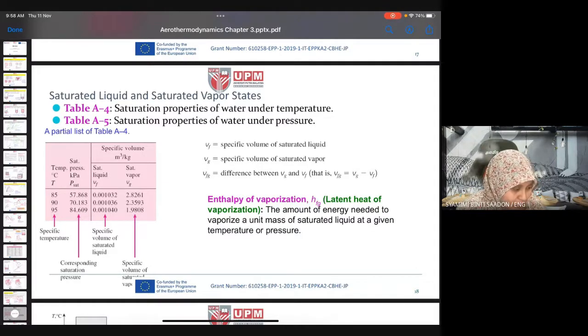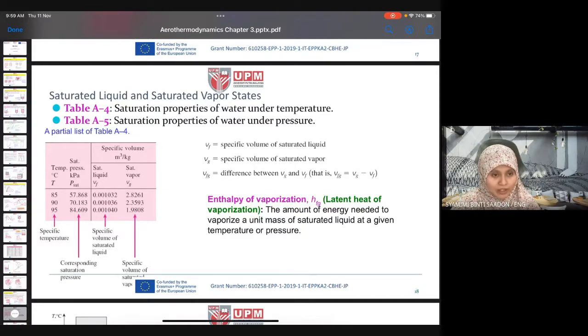So table A4 is saturation properties. If you have that book, I'm not sure if they have the PDF, but at our library, this book exists. You can borrow. So table A4 from the appendix is saturation properties of water under temperature, and table A5 is saturation properties of water under pressure. So there are two types of table given in this book, A4 and A5, depending on the temperature or pressure.